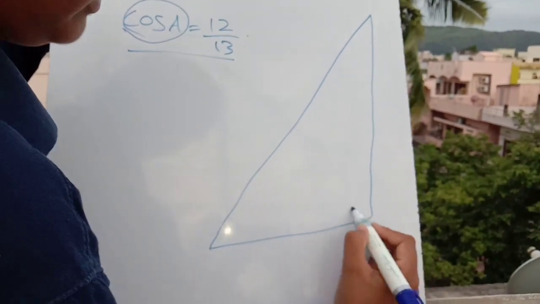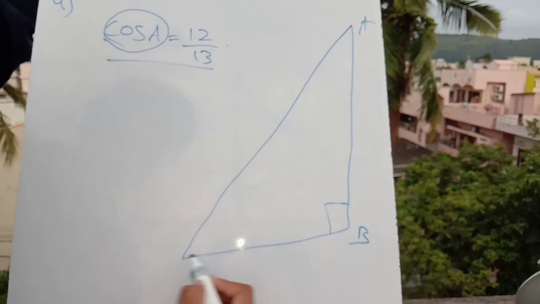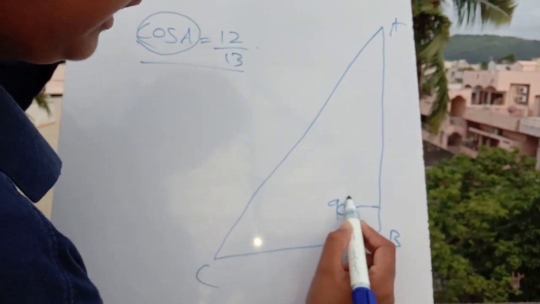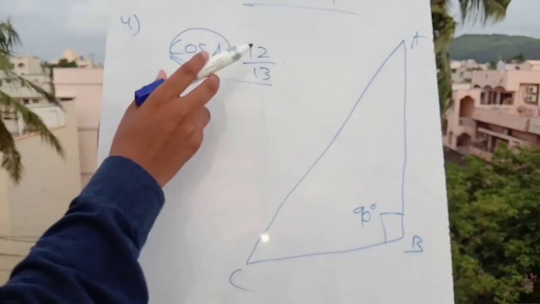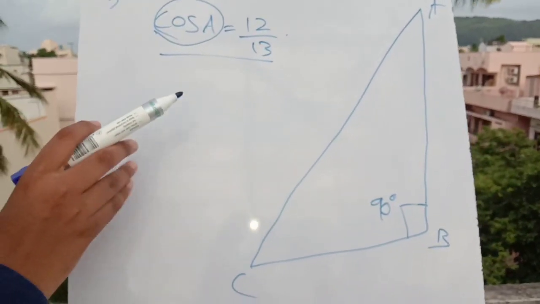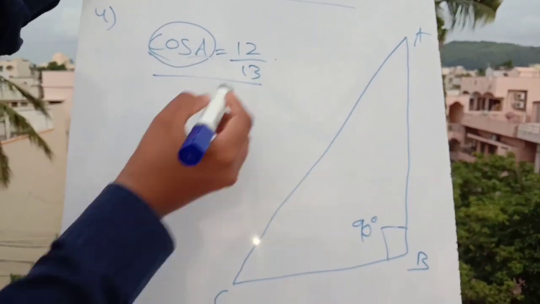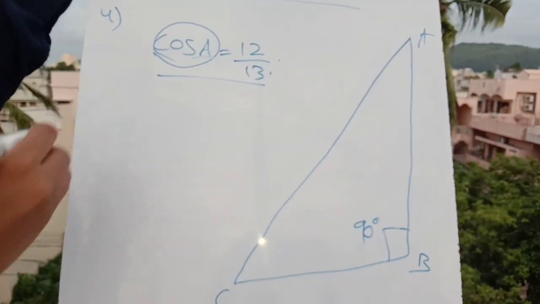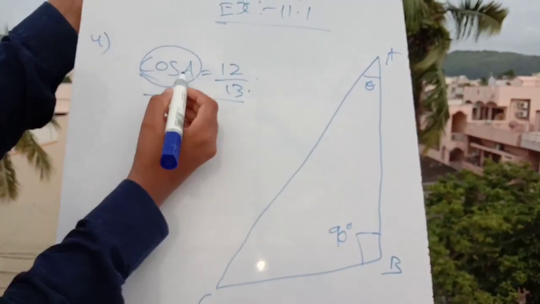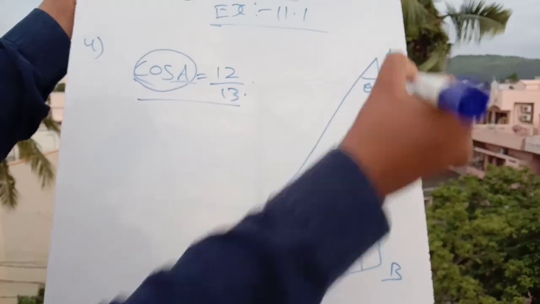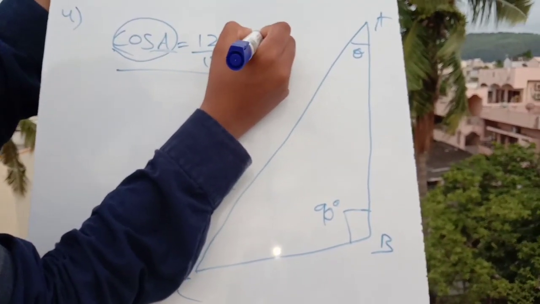So let it be a right angle, and let us name this triangle ABC, and this is going to be 90 degrees. So the meaning of cos A is the ratio of the adjacent side of this angle and the hypotenuse, and let the angle A be theta, because here they have given A. And what is the opposite side to A? It is given as opposite side by adjacent side by hypotenuse.